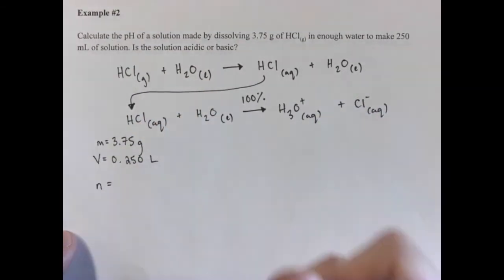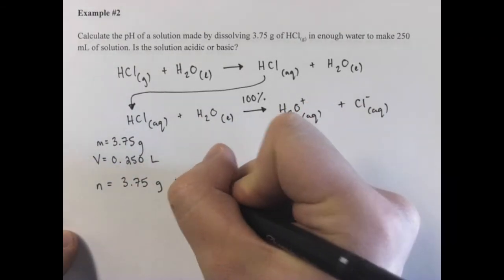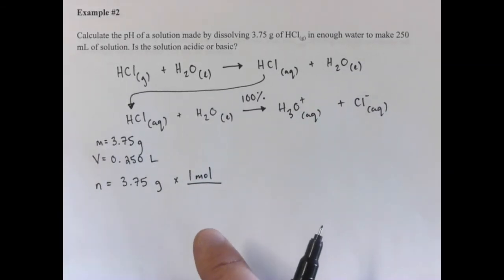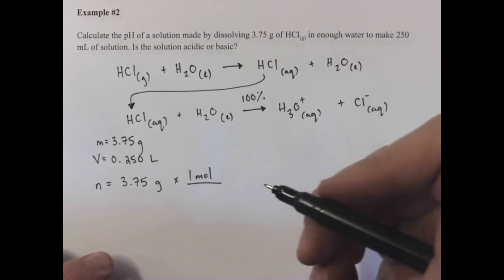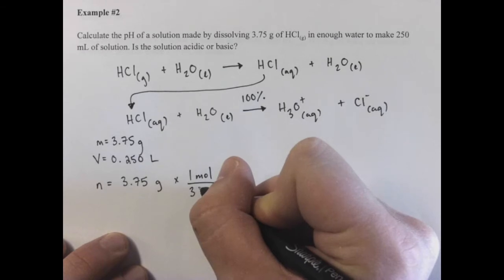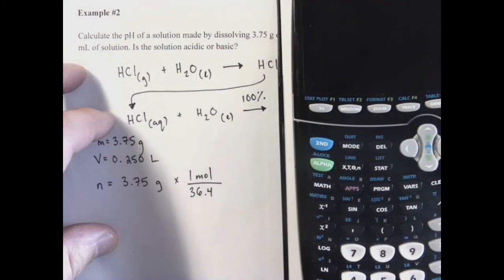So the number of moles of hydrogen chloride is going to be 3.75 grams. And I'm going to write my molar mass conversion factor here. And the molar mass of hydrogen chloride, I believe, let's see if I can do this in my head. Do I remember all the values? I think chlorine is 35.45 grams per mole, and then hydrogen is 1.01. So that gives us, what is that, 36.46.